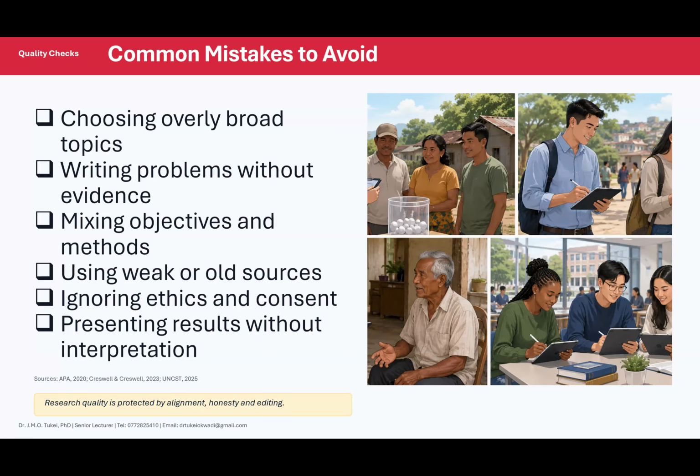So colleagues, without diverting, I want us to understand that the best protection is an alignment check, early planning, honest documentation, careful editing, and willingness to seek feedback. Research quality is not created by one final correction. No. It is built through discipline, decisions from the beginning.